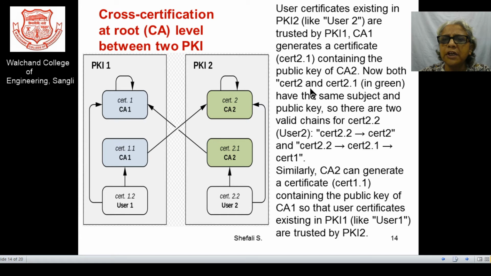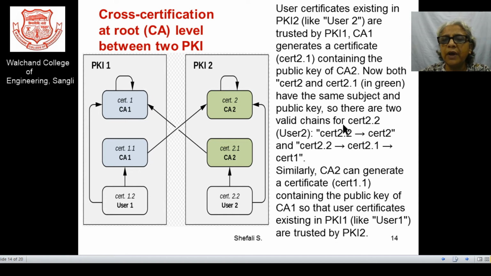Now both certificate 2 and certificate 2.1. So where exactly is certificate 2? Certificate 2 and certificate 2.1, these are shown in green color, and have the same subject and the public key. So the subject is the concern. We have seen that subject, this is who is issuing the certificate. The issuing authority, the issuing company is called the subject, and the public keys are also already shared for the other PKI.